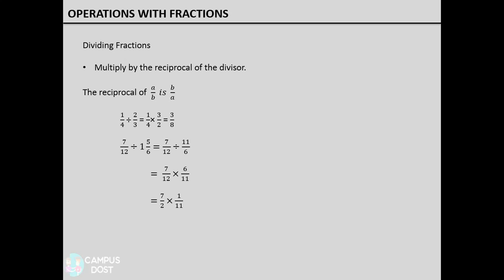Now that we have finished cross simplifying, we can multiply the numerators to get 7 and we can multiply the denominators to get 22. Alright, let's summarize. In this lesson, we learned how to add, subtract, multiply and divide fractions.